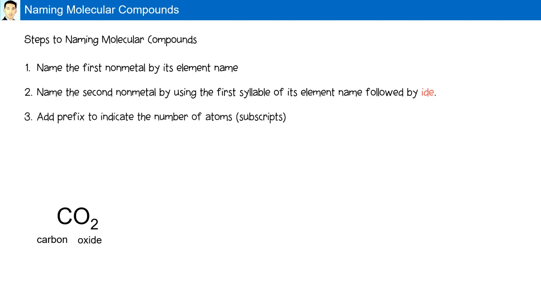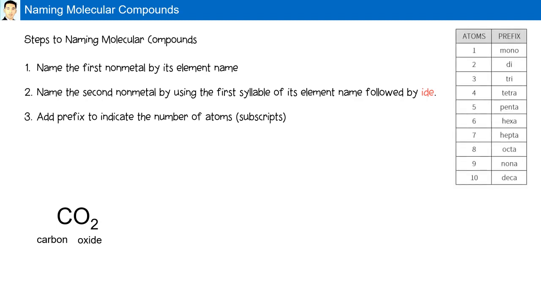Third, we add a prefix to indicate the number of atoms present in each. If we have 1, it's mono, 2, di, tri, tetra, penta, hexa, hepta, octa, nona, and deca. In this example, we have 2 oxygen atoms present, so we call it dioxide. Our compound, our molecule is called carbon dioxide.